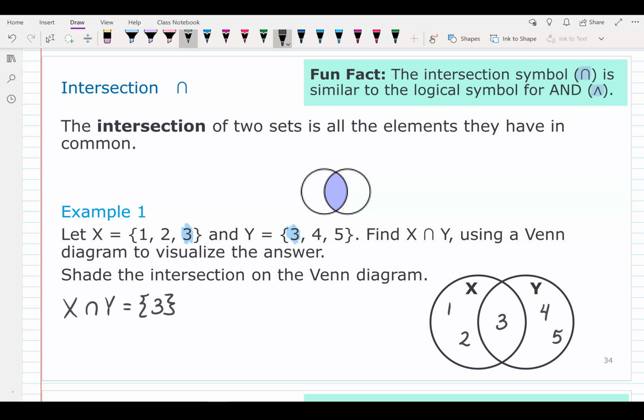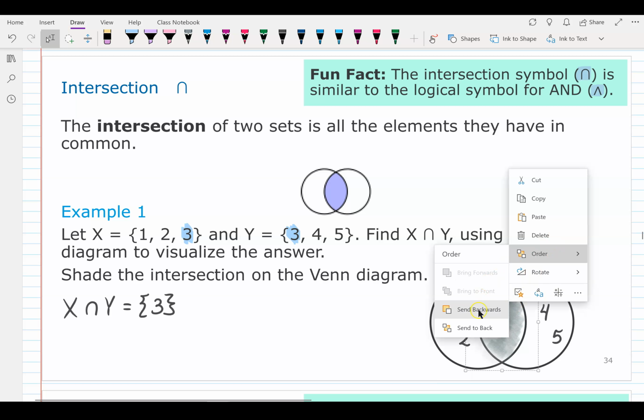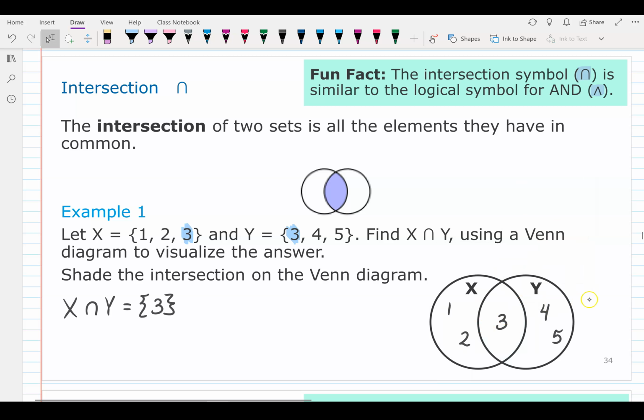So you can use a pencil to shade or whatever you need to do, but it says shade the intersection on the Venn diagram. So you should take a pencil or something similar and do some shading like this with the pencil, okay? I wonder if I can send that to the back. Send to back. Oops, that's not what I meant to do.